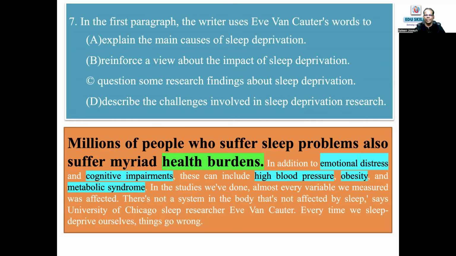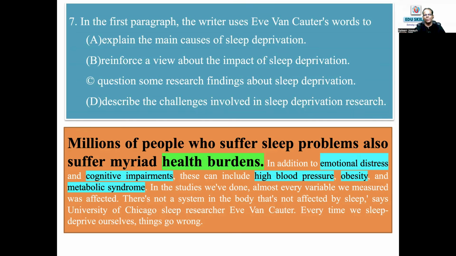So what is the topic sentence? Sleep deprivation. Millions of people who suffer sleep problems also suffer myriad health problems. What is the nature of the text? Cause and effect. What is the cause? The cause is sleep problems or sleep deprivation. What is the effect? Health burden.